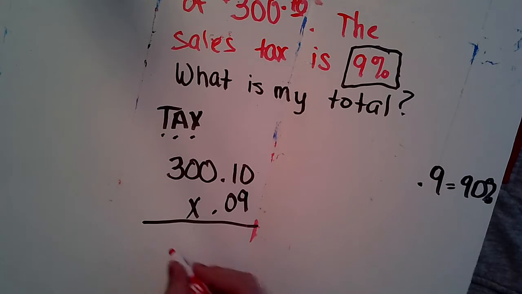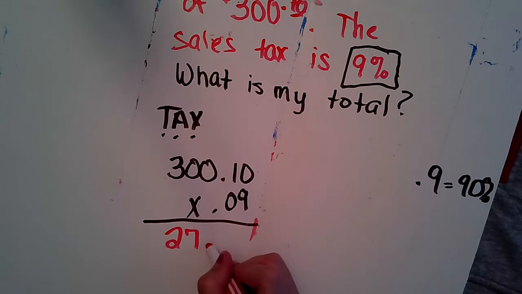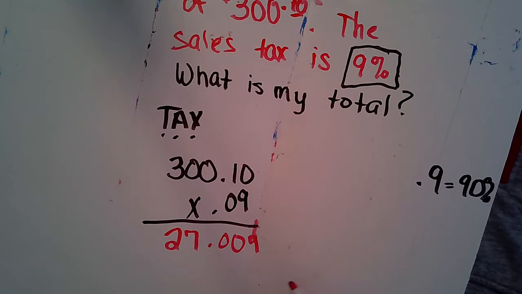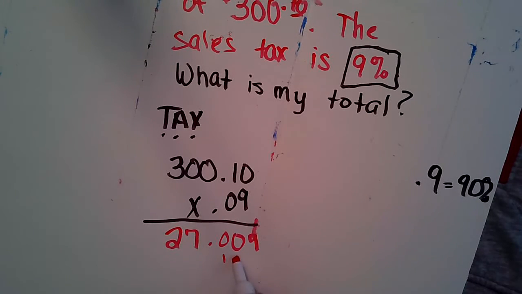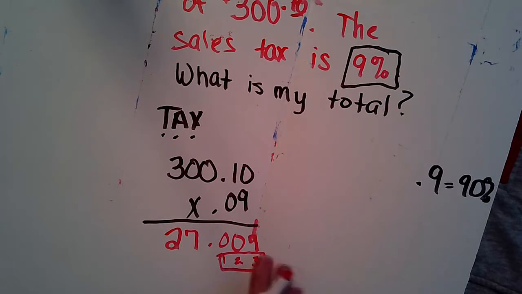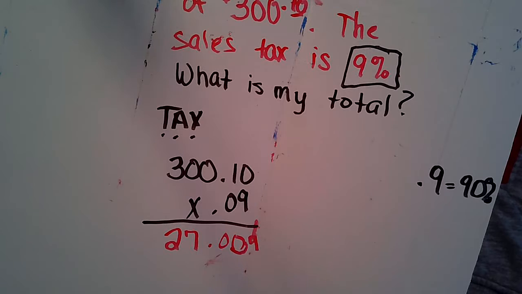All right, you should have gotten some numbers such as 27.009, thousandths, because there's one bundle of 10, two bundles of tens, three bundles of tens. And anytime that there are three bundles of tens, we know that we are dealing with thousandths. Okay, so let's keep this number in mind.